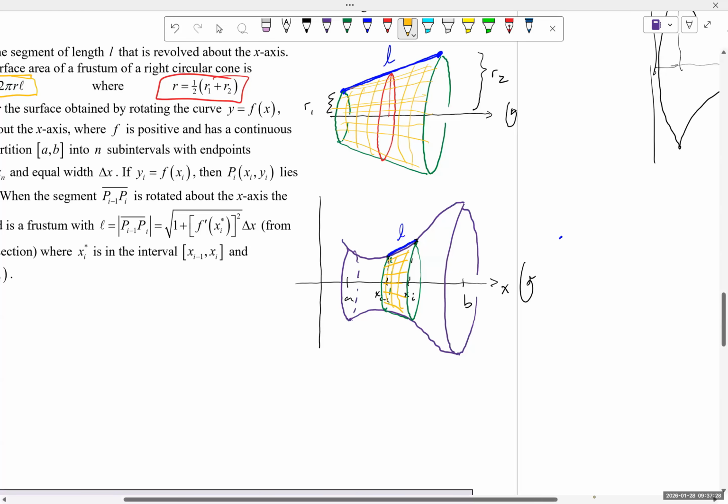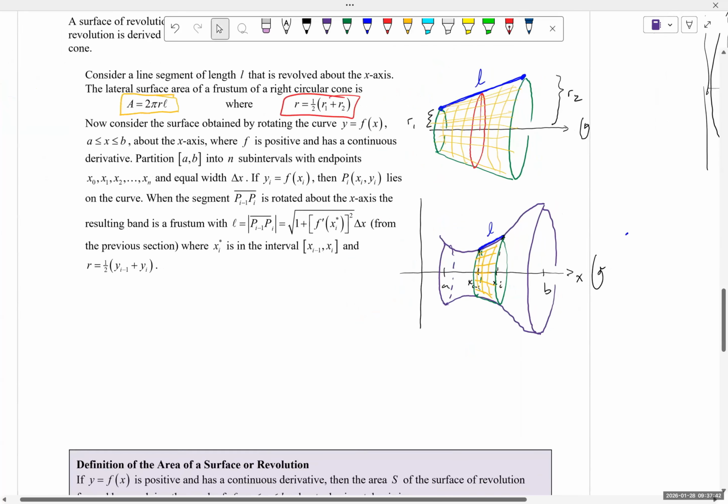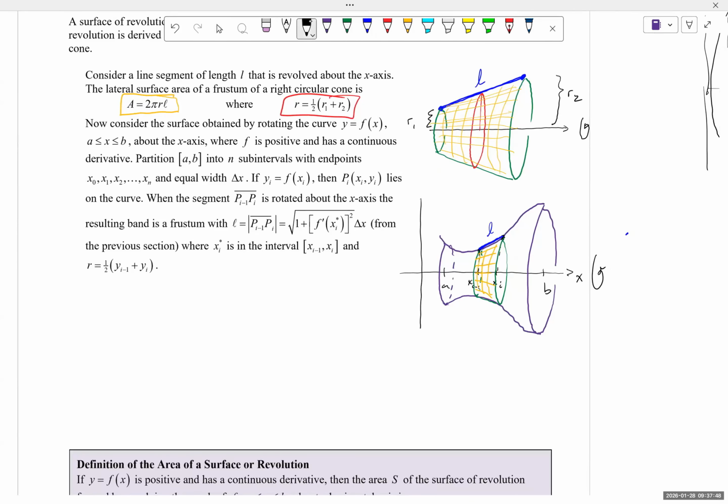And I made this way thicker than I normally would. It should be really thin, because guess what? If we can find the surface area on that little band, we can find the surface area on a bunch of other bands, and then we can add them all up. And that's what we're doing when we take, I'm trying to decide how much of this I'm going to say.